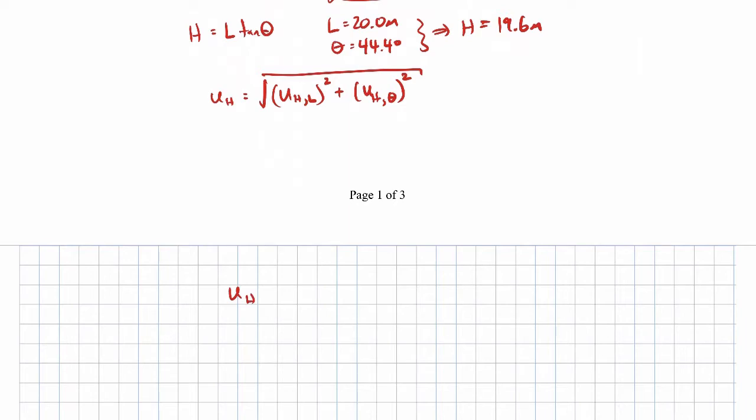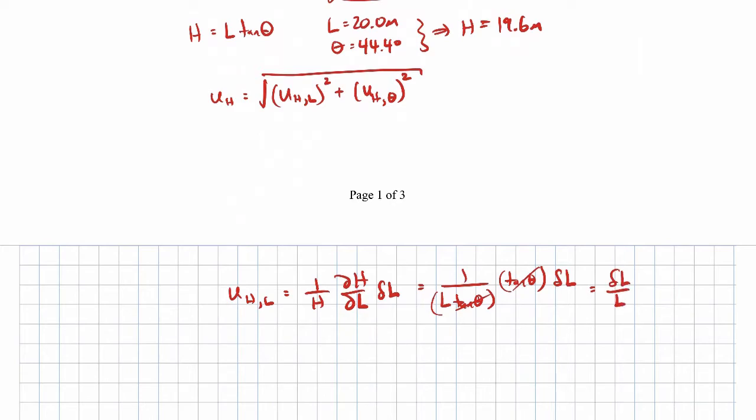So relative uncertainty in height due to the uncertainty in L will be 1 over h times dh dL times the absolute uncertainty in the L measurement. So we'll just substitute in for this. So h is L tangent theta. dh dL will just be tangent of theta. And then there's our absolute uncertainty in L. And you see the tangent thetas cancel out, and we're left with dL over L, which is just the relative uncertainty in L. So that's that term.